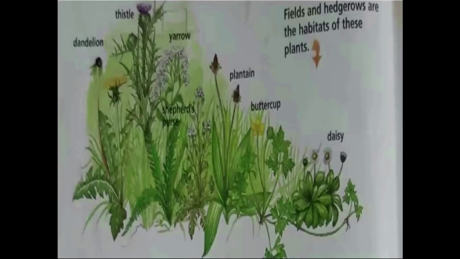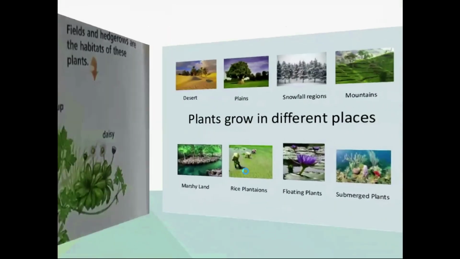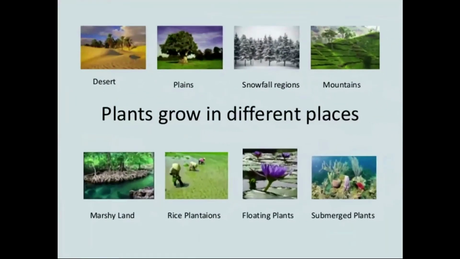Plants are a habitat, a living place for many other animals, for smaller animals. In this diagram that is also mentioned in your book, different types of plants like dandelion, thistle, yarrow, shepherd's purse, plantain, then buttercup and daisy, they are habitat for different types of small insects, small animals.